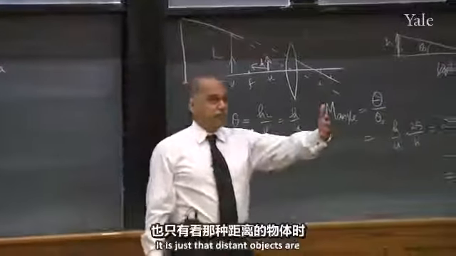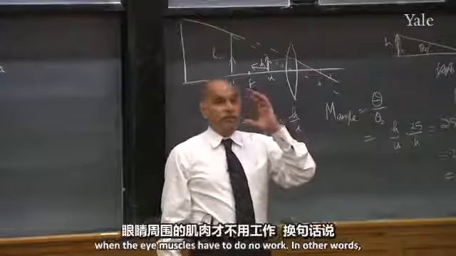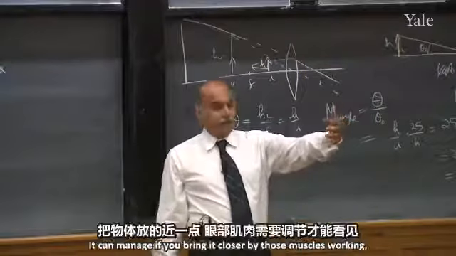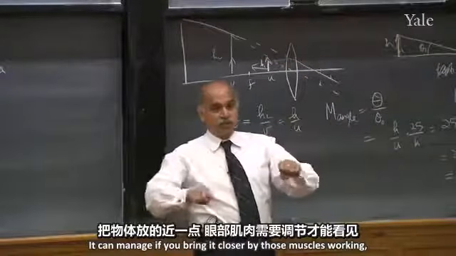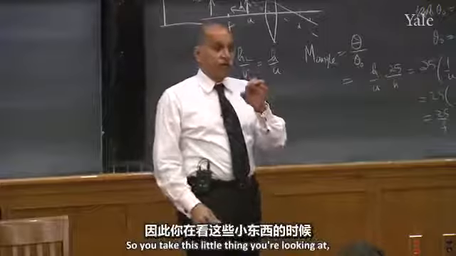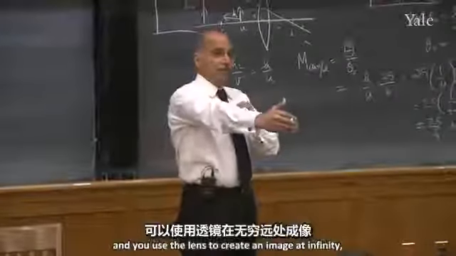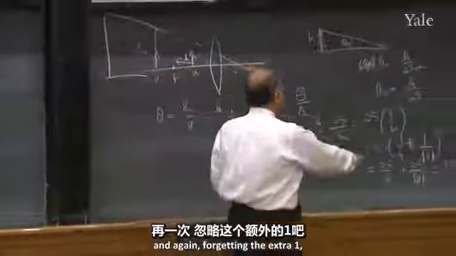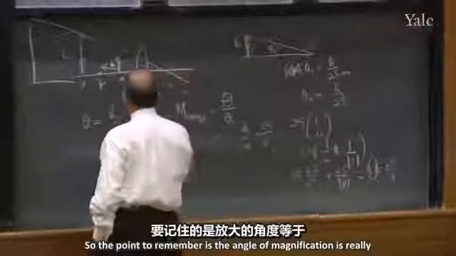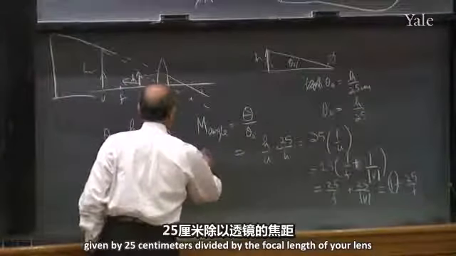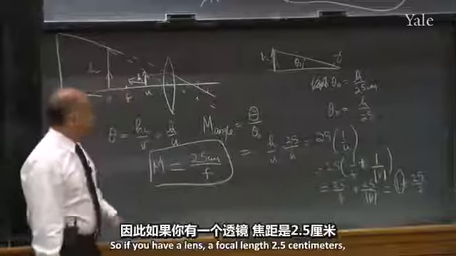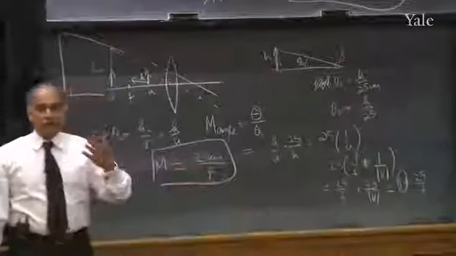It is just that for distant objects the eye muscles have to do no work. In other words, the human eye is designed to focus on an object at infinity. It can manage if you bring it closer by those muscles working, but if you don't want the muscles to be tired, you want to have the image at infinity. So you take this little thing you're looking at, and you use the lens to create an image at infinity. And the gain, forgetting the extra 1, most people don't bother with the extra 1. So the point to remember is the angular magnification is really given by 25 centimeters divided by the focal length of your lens. So if you have a lens of focal length 2.5 centimeters, you get an angular magnification of 10.